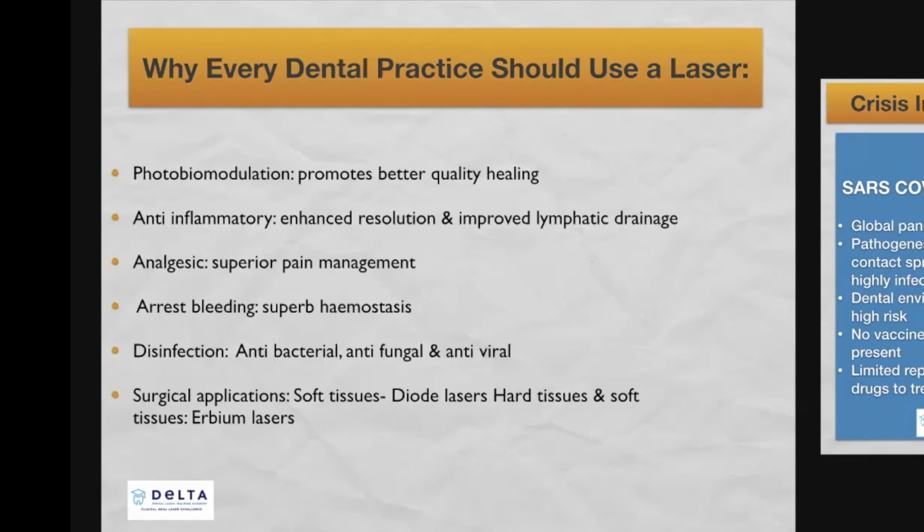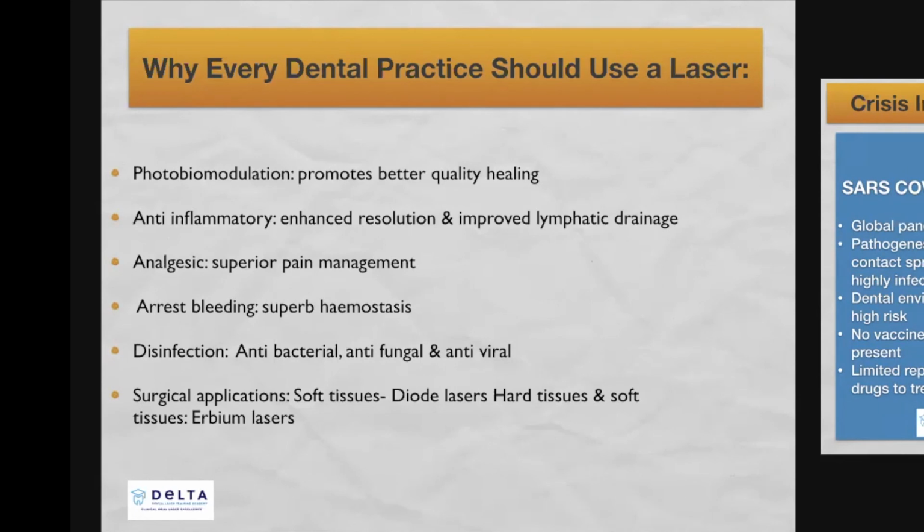We should be prepared that we are treating, as often as not, infection or inflammation, and for the patient, if we can deliver some pain management for them, then they will certainly be welcoming the use of these lasers in their treatment.